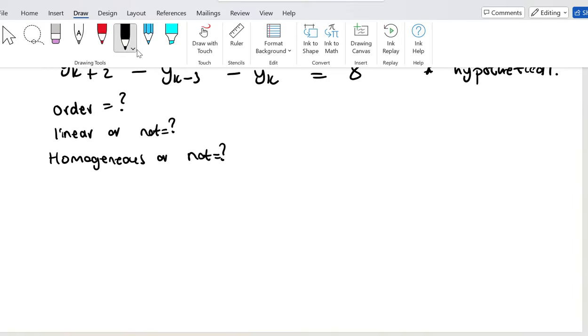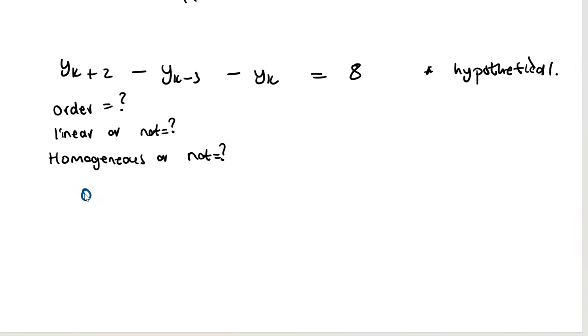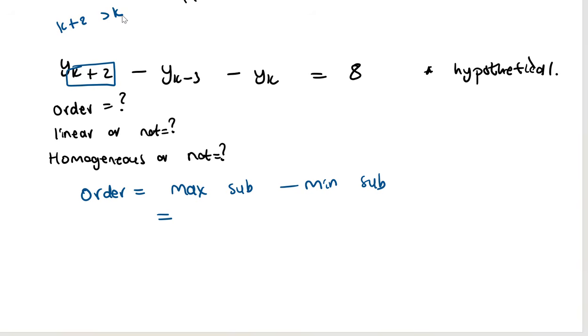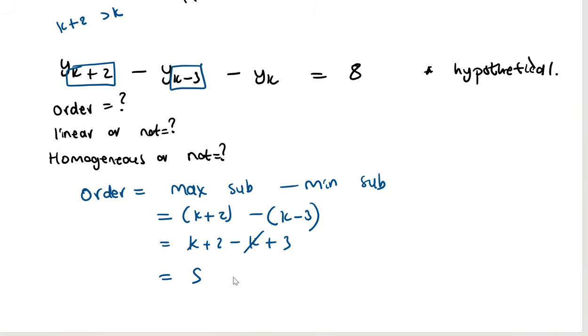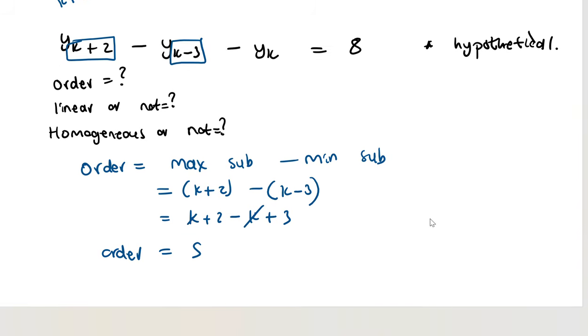The first one we're going to look at is order. The order is equal to the maximum subscript minus the minimum subscript. The maximum subscript here is, actually, it's this one. k plus 2 is more than k, right? We agree on that. So the maximum is k plus 2 minus the minimum, which is k minus 3. Then I'm going to have k plus 2 minus k plus 3. k will cancel k, then I get 5. Then it means the order of this recurrence relation is 5.